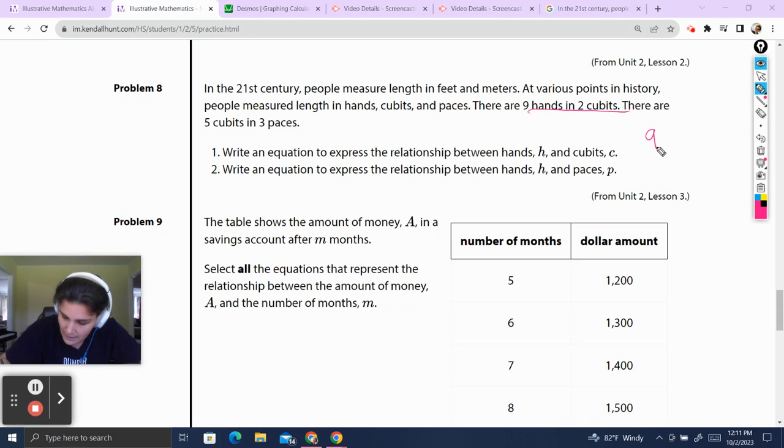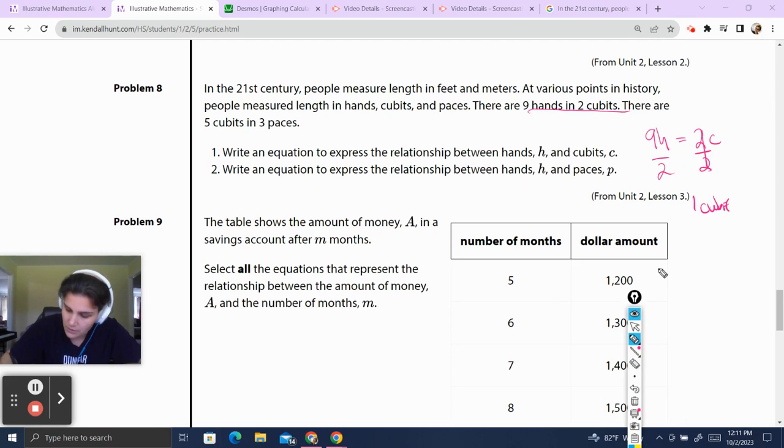So I'm going to say 9 hands is going to equal 2 cubits. So if I want to express a relationship between the two, I would divide both by 2, and I would say 1 cubit is equal to 9 divided by 2, 4.5 hands. Alternatively, starting where I wanted to start with 9 hands is equal to 2 cubits, if I wanted to define it in terms of h, I would just divide both sides by 9, and I'd say 1 hand is equal to 1/8 of a cubit. And that's how I would do that.